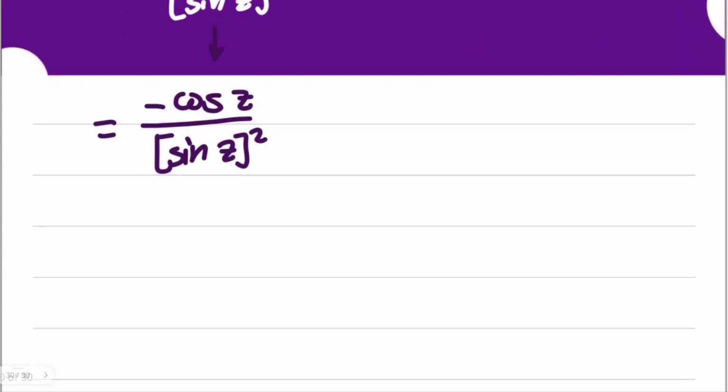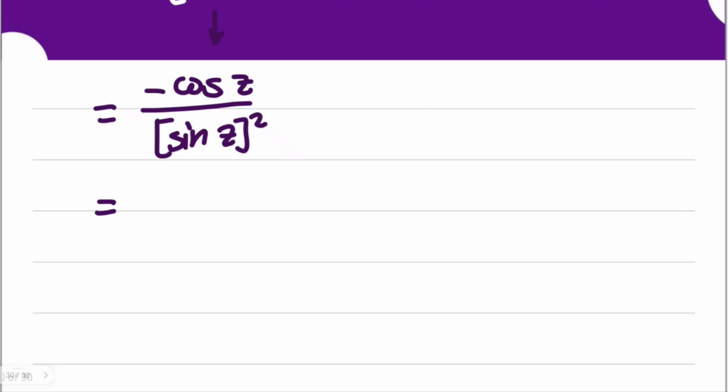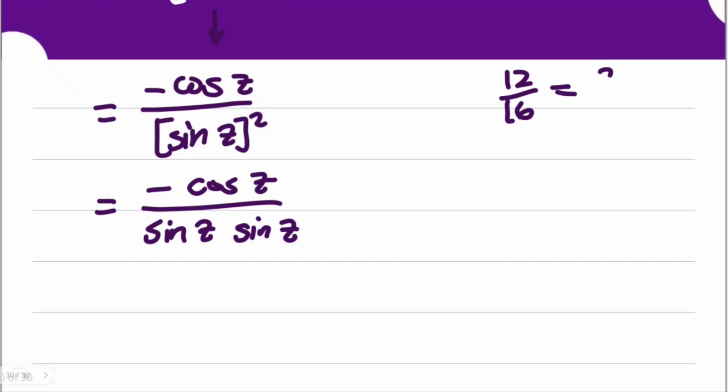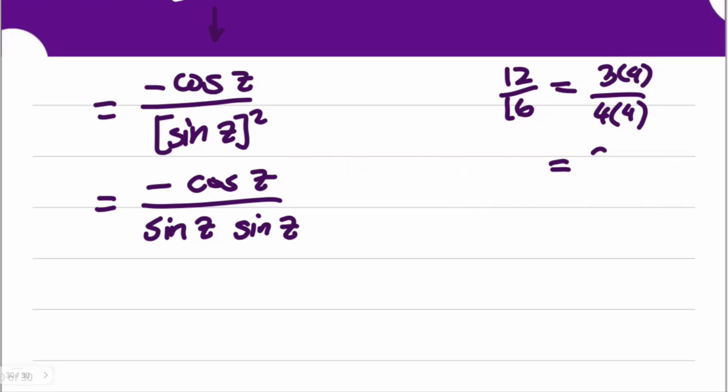The square of sine z means there are two sine z's in our denominator. Okay, so you have here sine z times sine z. Now, take note that if we have expressions like this, let's say 12 over 16, you know its equivalent form, right? But this is actually equivalent to, let's say, 3 times 4 over 4 times 4. Or you can break that into two different fractions, 3 over 4 times 4 over 4.